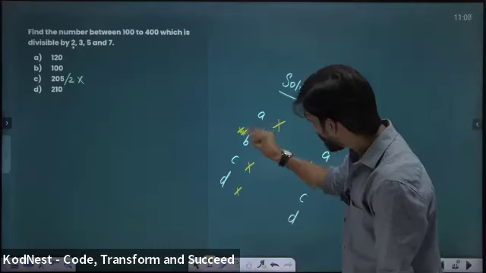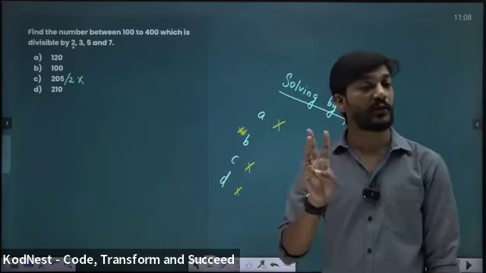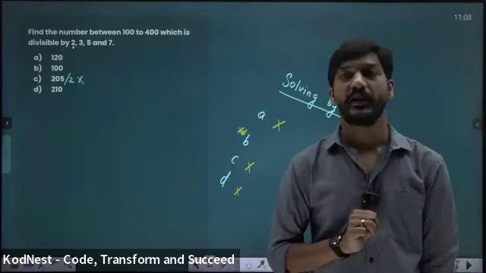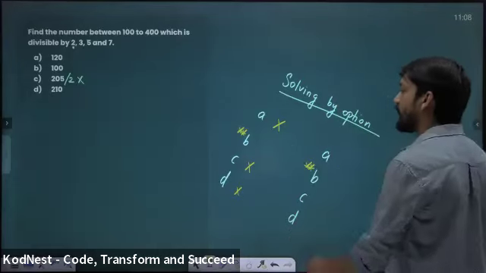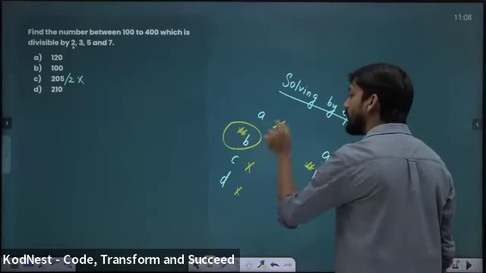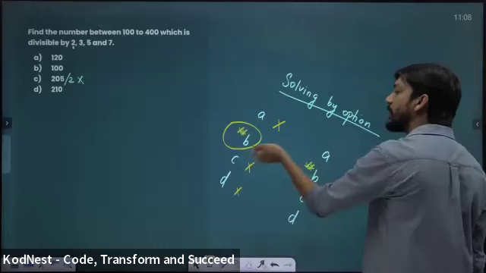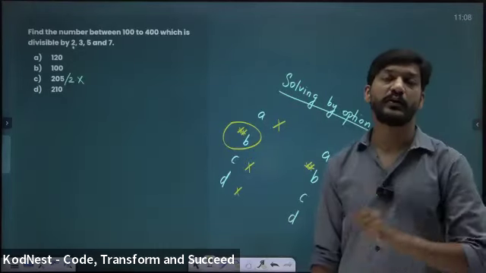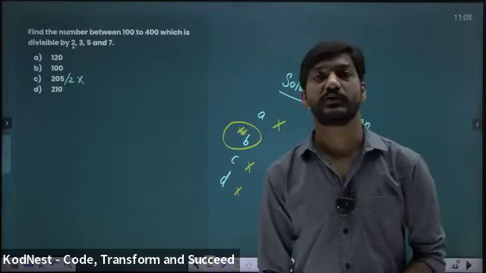B will become right automatically, yes or not? Three options are wrong. Yes. So this is the first approach. Don't look for the right option. Look for the wrong option. Automatically, the last option will be the right one. This is the first approach.